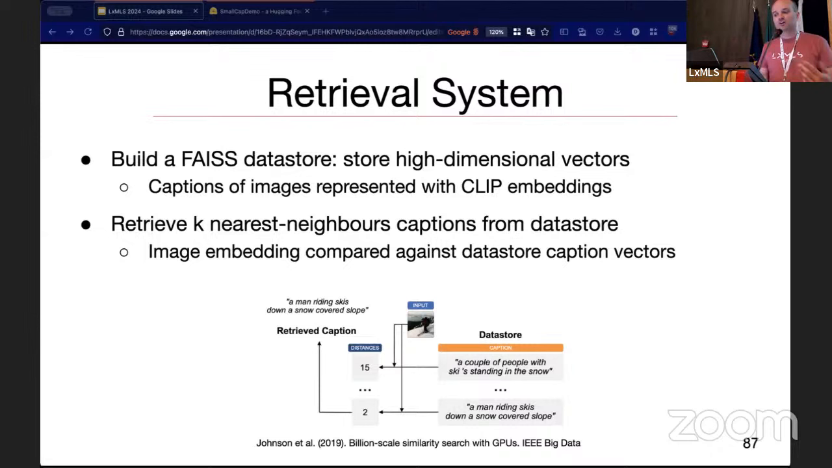And then when we have a given input image, we compare its embedding representation to the representations in the data store, order them by cosine similarity, and retrieve the top K nearest neighbors, while avoiding retrieving the caption that would actually describe the image because it's the matched pair. And so this is kind of a visualization.